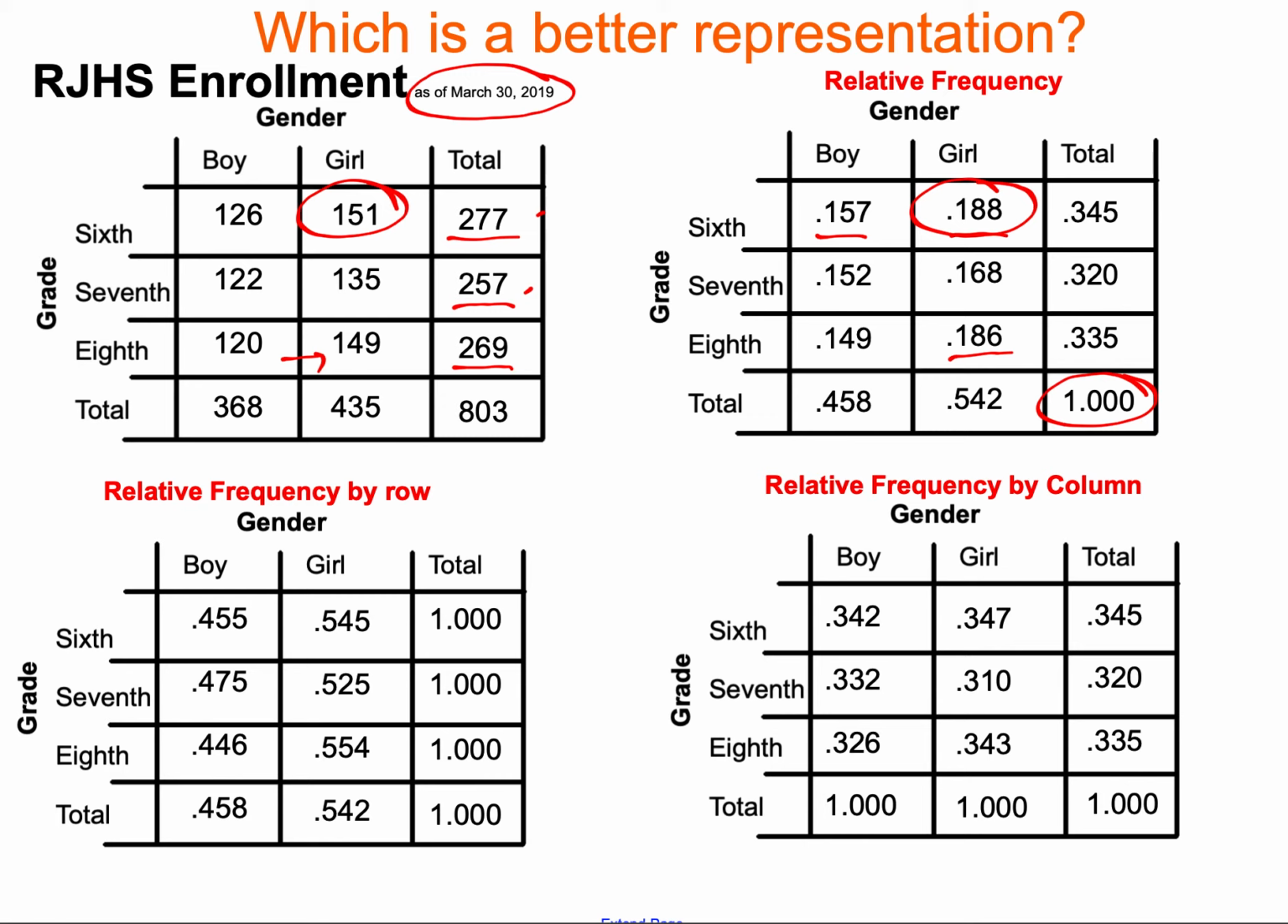The relative by row are making comparisons in the rows. So what these numbers mean. The 6th grade was 45.5% boy and 54.5% girl. The 7th grade, since I'm making the comparison across, 47.5% boy, 52.5% girl. 8th grade, 44.6% boy, 55.4% girl. And total across the whole school, 45.8% boy, 54.2% girl.